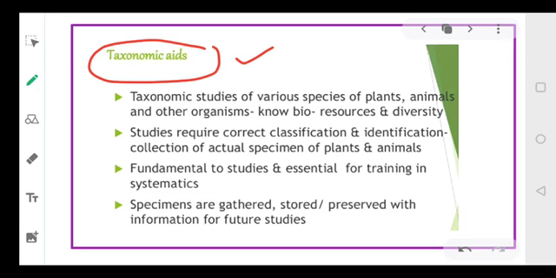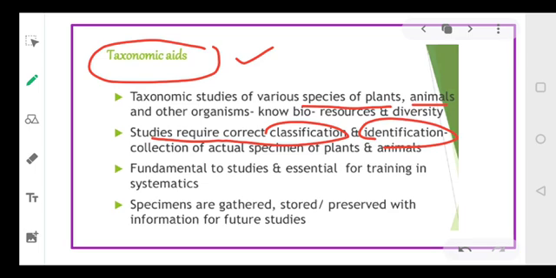Now, taxonomic studies deal with various species of plants and animals. As I said, there is a diverse kind of plants and animals, and we cannot remember each and every plant, so we need to maintain some records for it, right? So the studies require correct classification and correct identification.